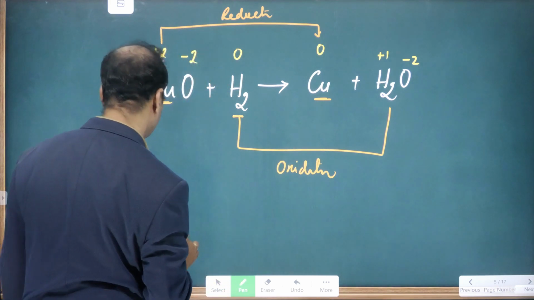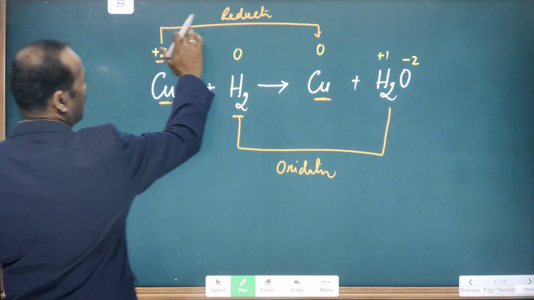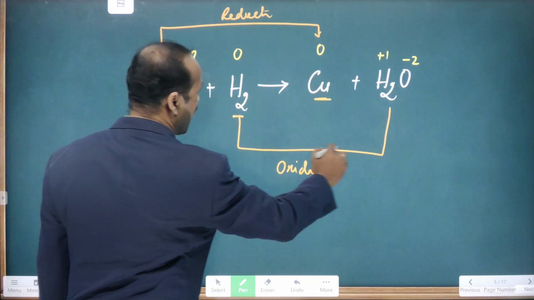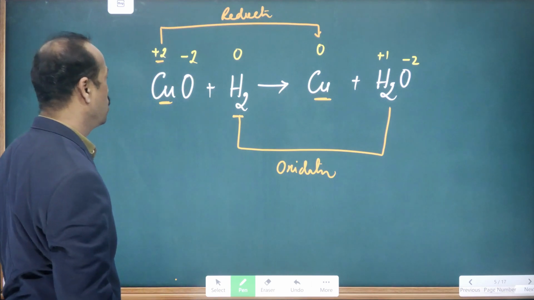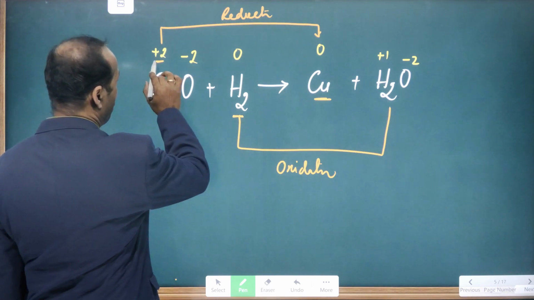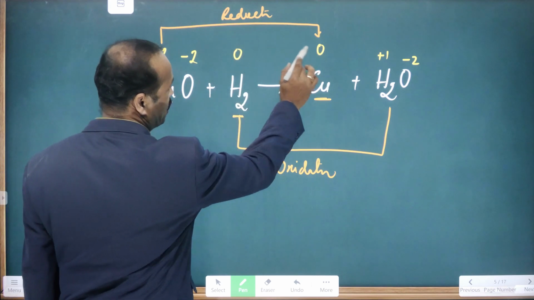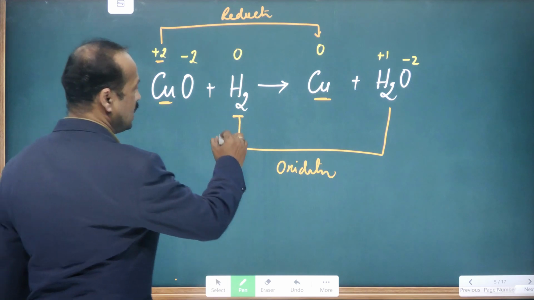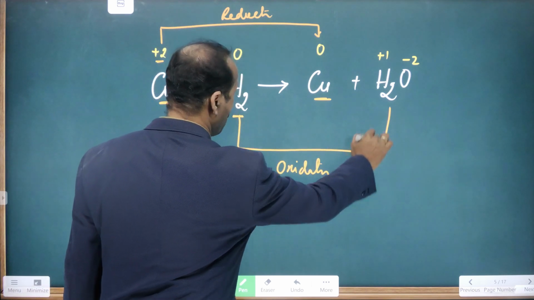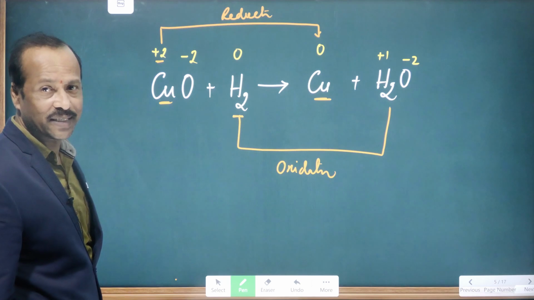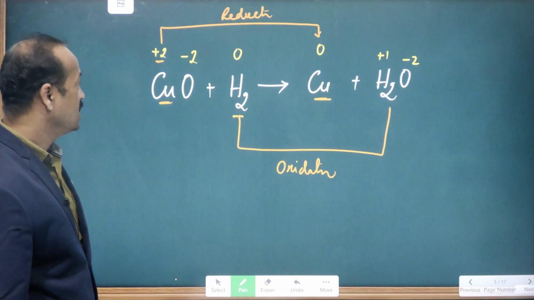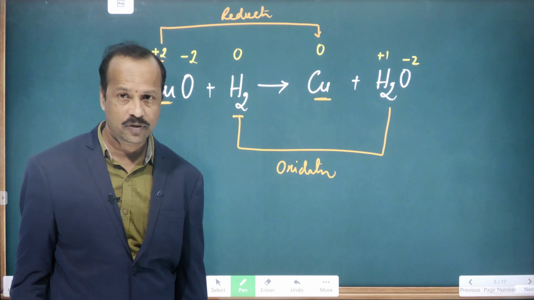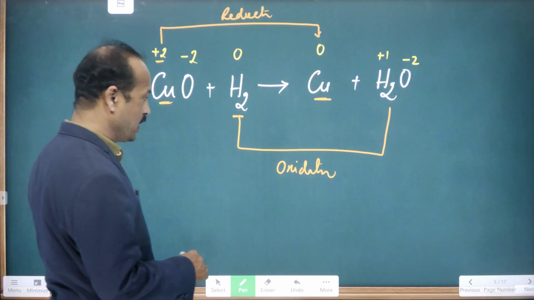So here what happens, students, copper oxide is reduced and hydrogen is oxidized. Here you see copper oxidation number goes from +2 to 0, because it is individual, so it decreased, so this is reduction. And here hydrogen oxidation number is increased, so this is oxidation. Clear? This is about oxidation and reduction. Any doubt? No? Okay.